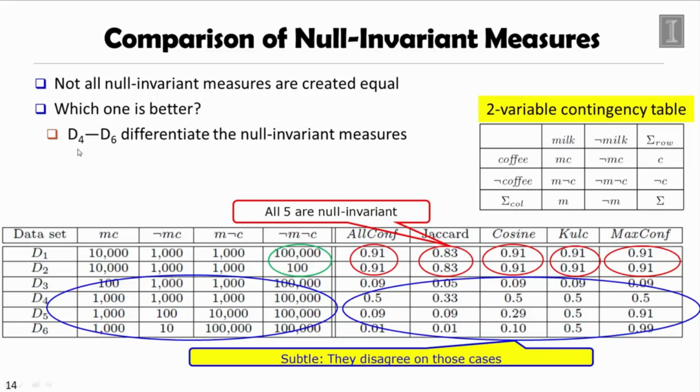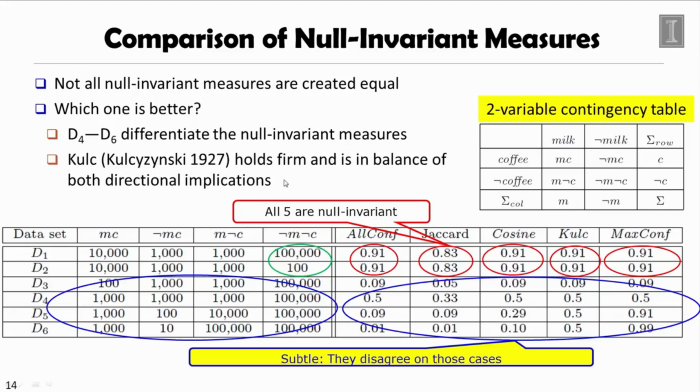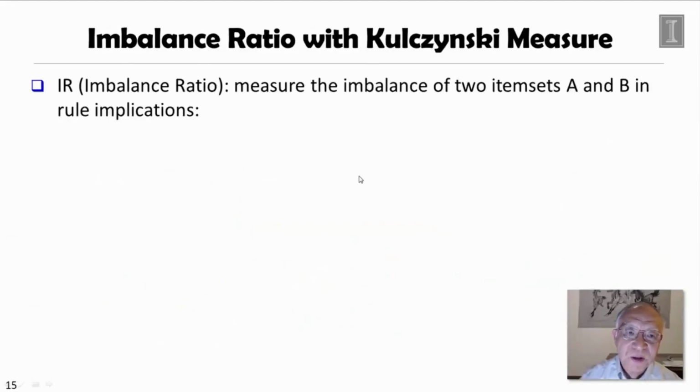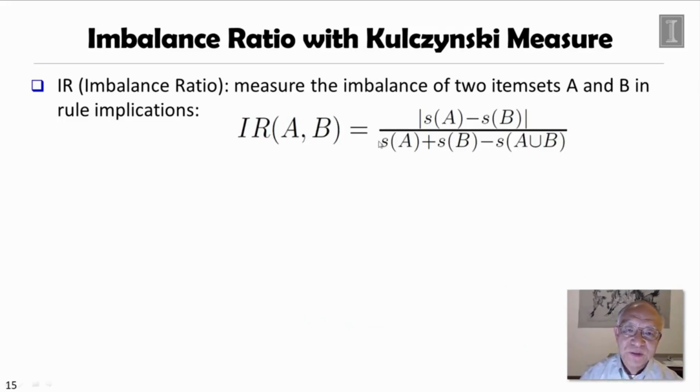So probably we can see D4 to D6 are the real cases that differentiate the 5 null-invariant measures. But we probably can see the Kulczynski measure holds firm in these very imbalanced cases, where the ratio is balanced on both sides, and it holds firm at 0.5. That looks interesting. But on the other hand, we also know some of those cases are very imbalanced. We may want to introduce another measure called imbalance ratio. The imbalance ratio is introduced in the sense that the support of item set A and support of item set B, their difference plays an important role in this imbalance ratio computation.